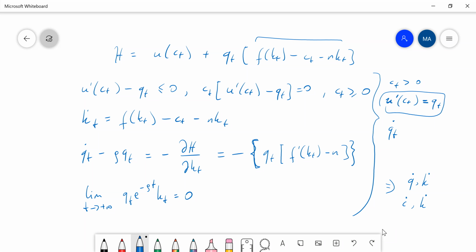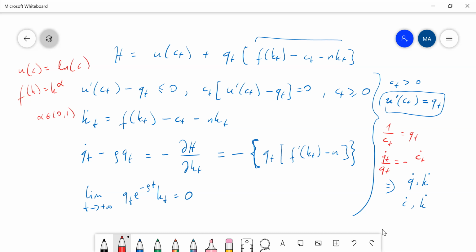Now, to proceed further, let me assume that utility is logarithmic. This is the simplest case you will see. And the production function is Cobb-Douglas, where alpha is between 0 and 1. Now then what's happening? Well, U prime of C is equal to 1 over C, right? This is Q_t. Then Q dot_t divided by Q_t, the growth rate of Q, must be equal to minus the growth rate of consumption, right?